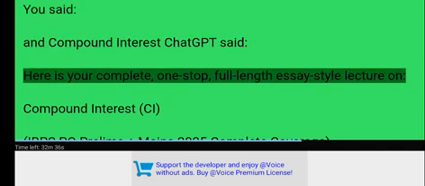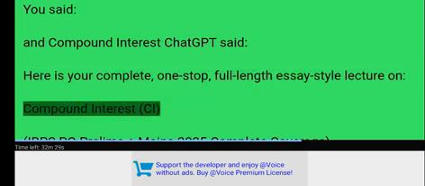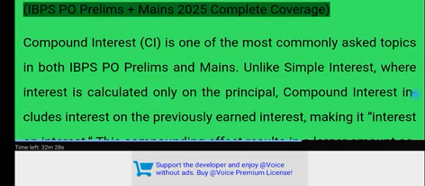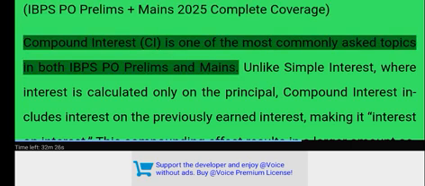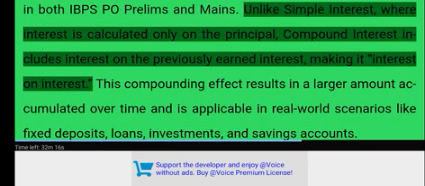Here is your complete, one-stop, full-length essay-style lecture on compound interest, CI. IBPS PO Prelims plus Mains 2025 complete coverage. Compound interest is one of the most commonly asked topics in both IBPS PO Prelims and Mains. Unlike simple interest, where interest is calculated only on the principal, compound interest includes interest on the previously earned interest, making it interest on interest.